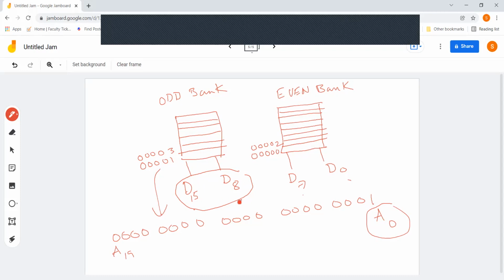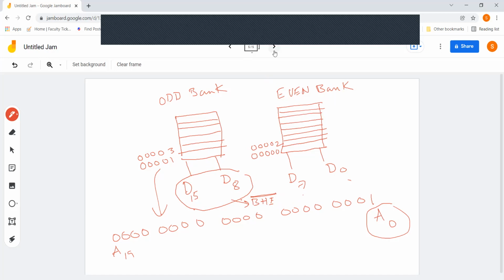So whenever the odd bank is utilized, the BHE signal, that is bus high enable, is also activated. That is, this signal turns low. So these are the indicators. If A0 is 1, we are taking data from the odd bank. If A0 is 0, then we are taking data from the even bank. Similarly, if the BHE signal is low, then the higher order data bus is active. If the BHE signal is 1, then the lower order data bus is active. Okay, this is how the concept goes.